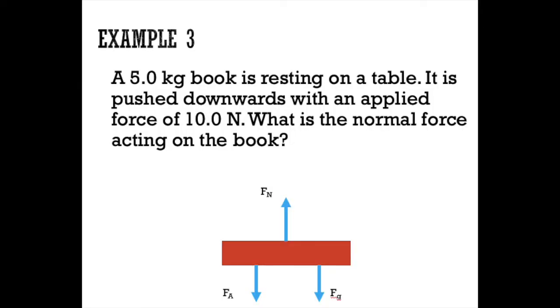Example 3, a 5 kilogram book is resting on a table. It is pushed downwards with an applied force of 10 newtons. What is the normal force acting on the book?